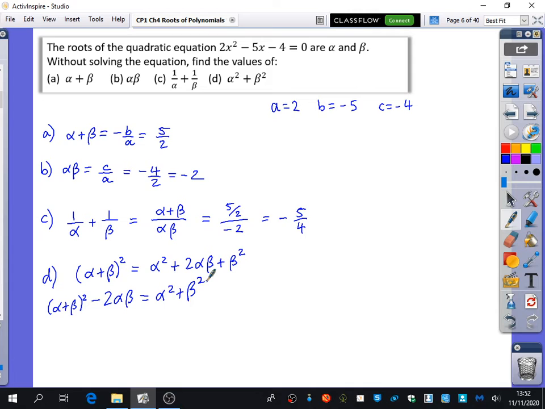And we know alpha plus beta is 5 over 2. So I have 5 over 2 squared minus 2 times alpha beta, and alpha beta is minus 2. So you get alpha squared plus beta squared is equal to whatever this is. So that's going to be time for me to put up my calculator. So alpha squared plus beta squared is 41 over 4.